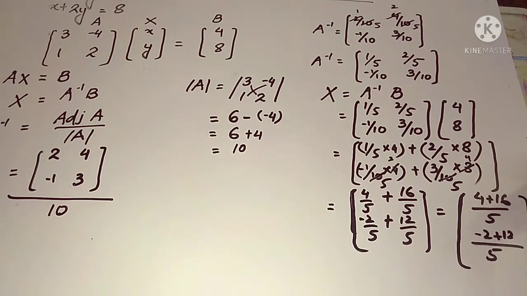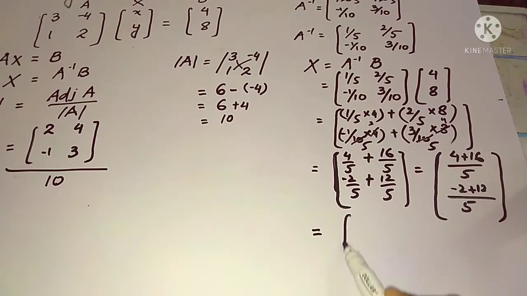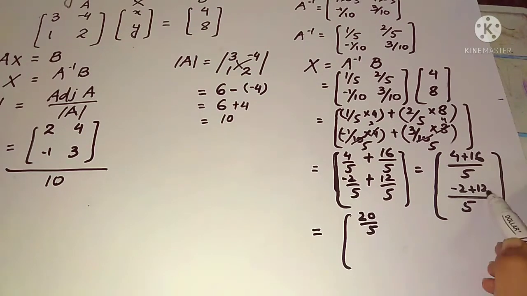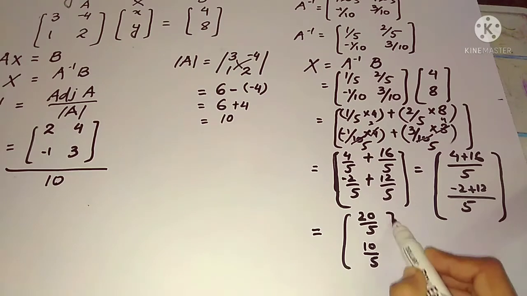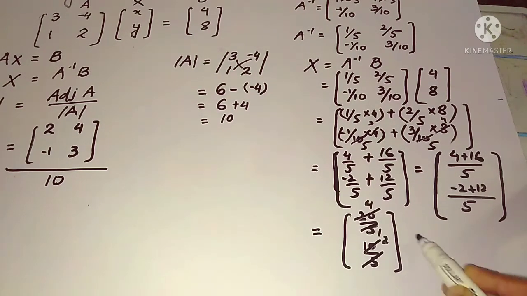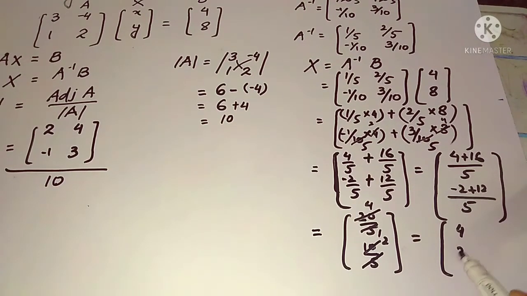Now we will solve it. So here 16 plus 4 is 20 by 5. And 12 minus 2 is 10 by 5. Now we will cut it. 5 1s are 5, 5 4s are 20, 5 1s are 5, 5 2s are 10. So we are having 4 and 2.